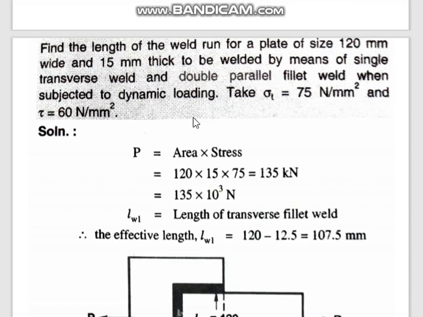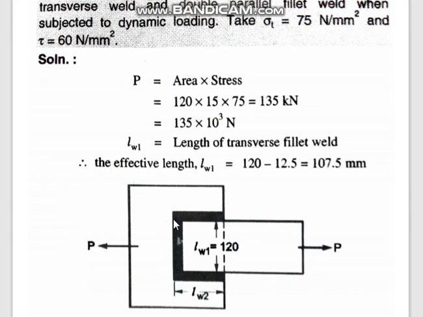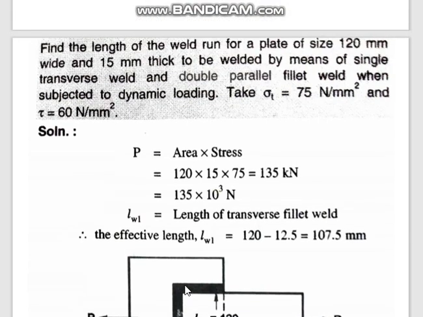It is to be welded by means of a single transverse weld and a double parallel fillet weld. See, this is the single transverse weld, this one, and these two are double parallel fillet welds. When it is subject to dynamic loading, see here in this question dynamic loading is given, so we will be using those stress concentration factors. It is not necessary that in every question they will be asking dynamic loading. In this problem it is asked, so we will use that and you will know how to do it.